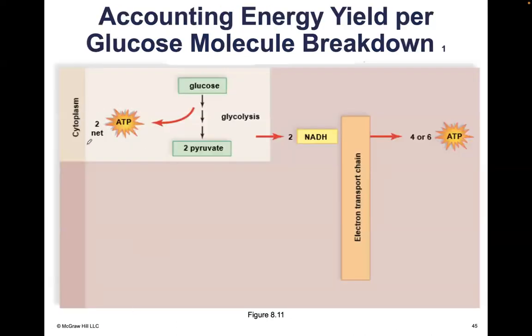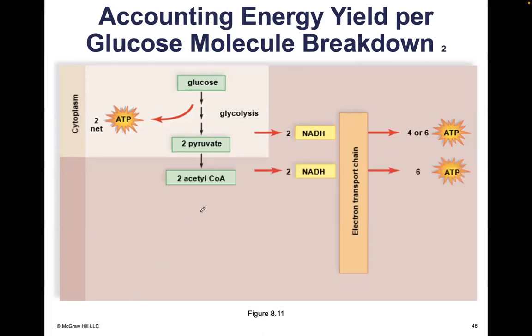Now this is the cytoplasm. It's trying to bring all the reactions together again from the beginning. It wants to account for the energy yield per glucose molecule broken down. Here, 2 ATP are used to break down glucose to pyruvate, and this also leads to the production of 2 NADH. Then that enters the electron transport chain, and you have 4 to 6 ATPs being produced.